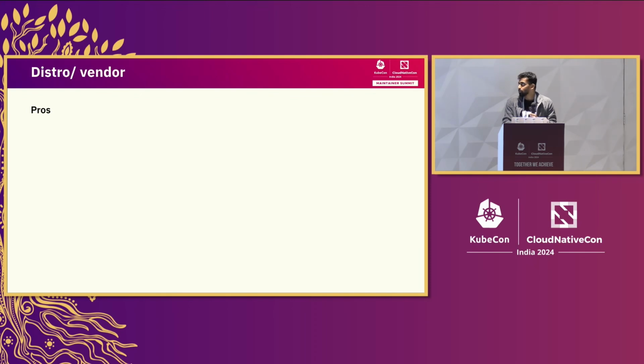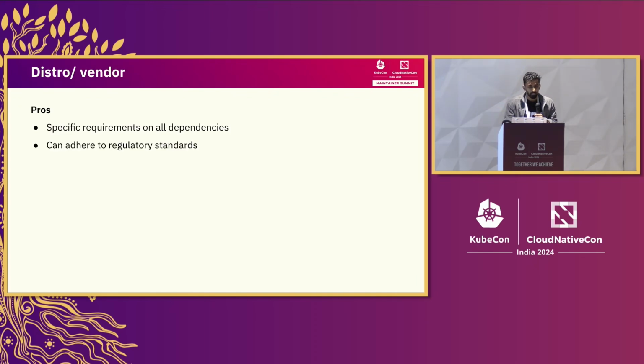Okay, now let's go to some positives and negatives of when a distribution or vendor does the packaging and shipping. One advantage is that there will be specific requirements on all dependencies that can be met when a vendor does it, because they know best which dependencies or libraries they have embedded in their OS or distribution, so they can compile the containerd binaries with those specific dependencies, and that will be best for their customers.